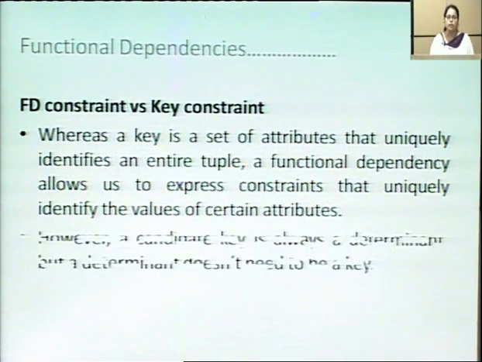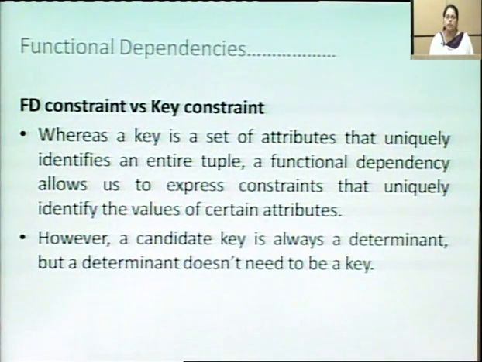However, a candidate key is always a determinant, but a determinant does not need to be a key. That means a candidate key always occurs on the left hand side of the functional dependency as a determinant, but a determinant doesn't need to be a key.